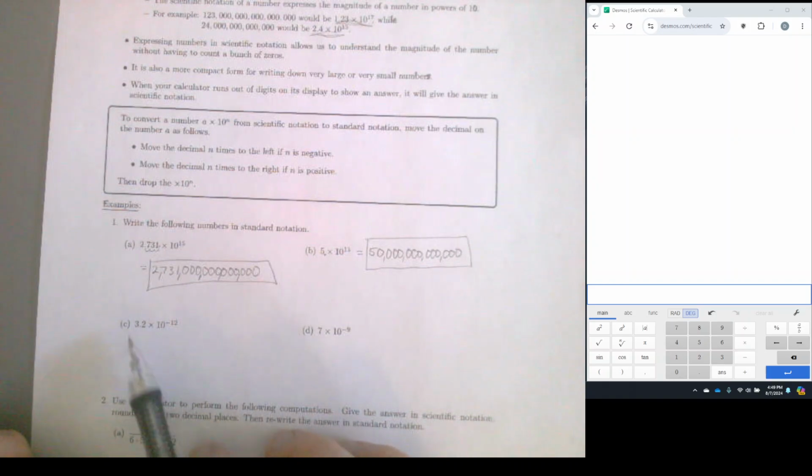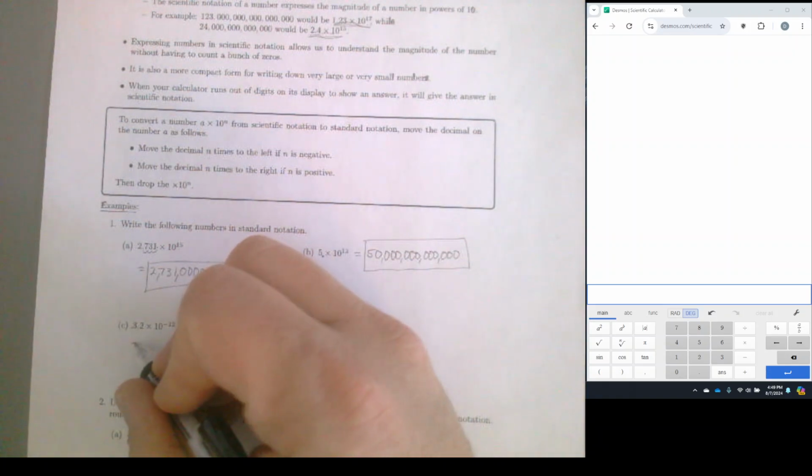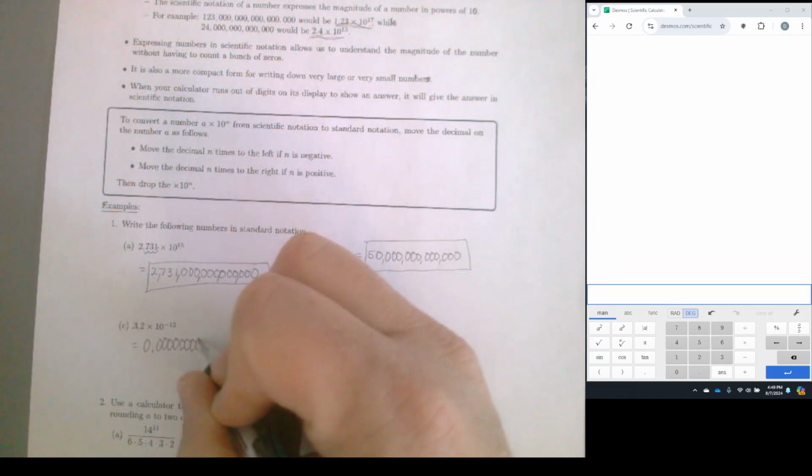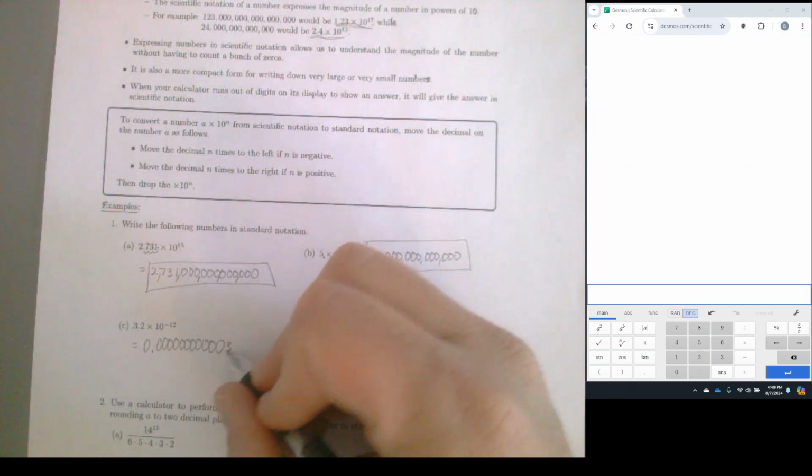If the exponent is a negative number instead of a positive number, then this is indicating that the number, instead of being a very big number, is actually a very small number. And what we do is we move the decimal this number of times to the left. So if I have 3.2 times 10 to the negative 12, I'm going to take this decimal point and move it 12 times to the left. So the first time I move the decimal point, it'll just end up right here. But then I need to move it 11 more times. So I'm going to get 11 zeros and then a 3, 2. So this would be 0 point, and then 11 zeros, and then 3, 2.